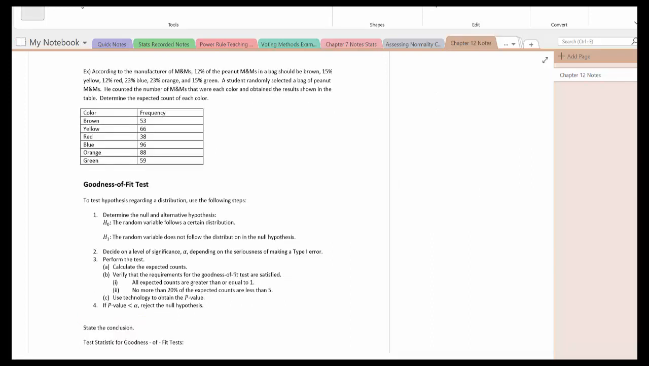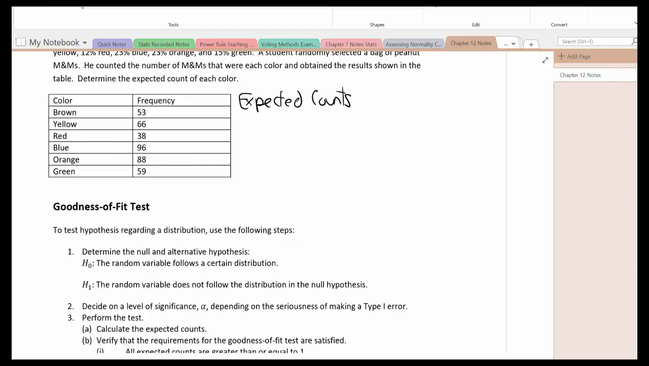Okay, let's take a look at an example. According to the manufacturer of M&Ms, 12% of peanut M&Ms in a bag should be brown, 15% yellow, 12% red, 23% blue, 23% orange, and 15% green. A student randomly selected a bag of peanut M&Ms. He counted the number of M&Ms in each color and obtained the results shown in the table below. Determine the expected counts. So let's write this out. All right, before anything else, let's add up the frequency.